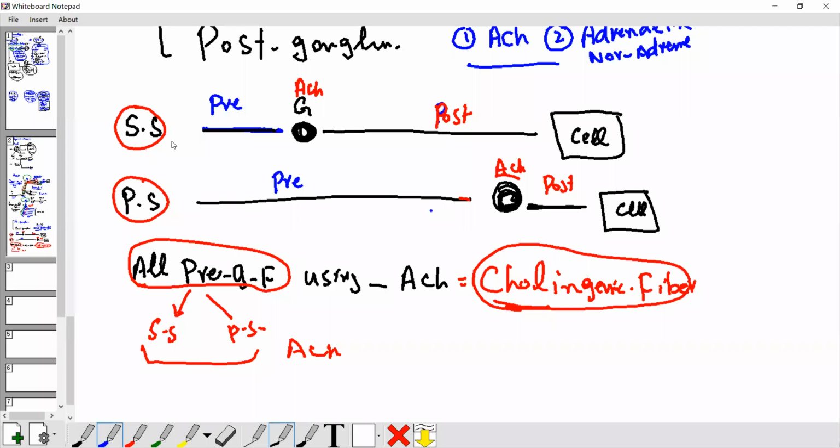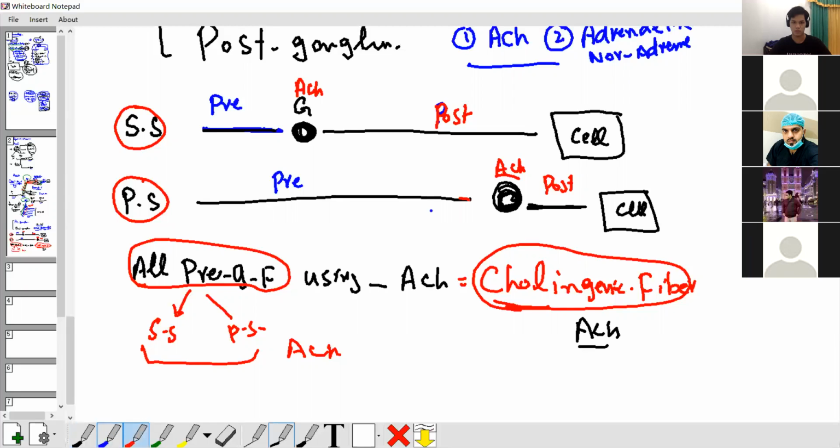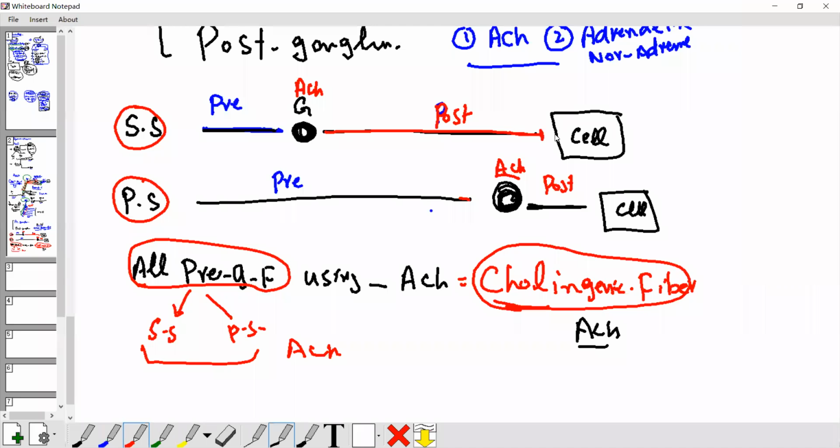We were discussing all the fibers. Pre-ganglionic fibers are cholinergic, using acetylcholine. Now move on to the post-ganglionic fiber. This is the post-ganglionic fiber of the sympathetic system. It's lengthy. Here we use norepinephrine. Adrenaline and noradrenaline are the same thing. In the post-ganglionic fiber of the parasympathetic system, you again use acetylcholine.